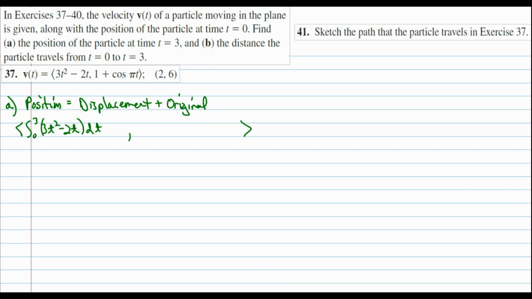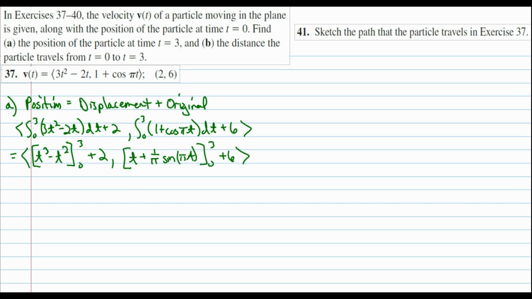So I'm going to put in my vector the antiderivative from 0 to 3 of the horizontal velocity, plus the original horizontal position of 2. Then the antiderivative from 0 to 3 of the vertical expression for velocity plus the original vertical position, 6. Take the antiderivative, still need to add 2. Take the antiderivative of the vertical, still need to add 6. Evaluate, and I get 18 plus 2 and then 3 plus 6. So in other words, my displacement was 18 horizontally and 3 vertically, which means the particle would be at a final position of (20, 9).